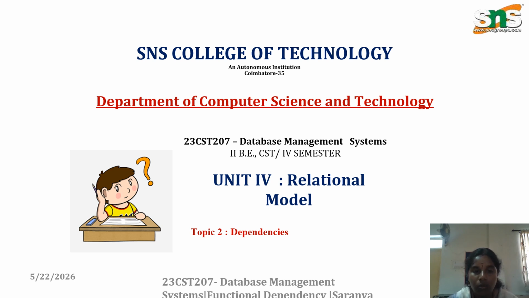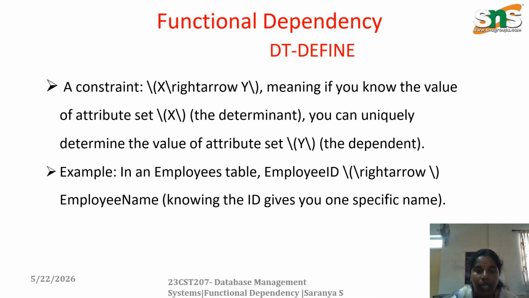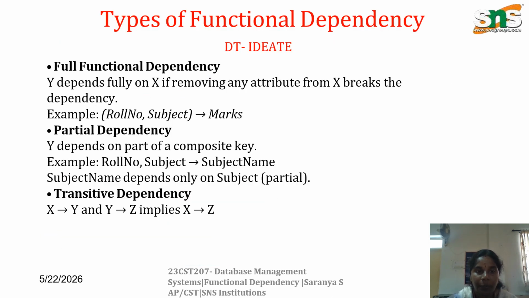Today we are discussing types of functional dependency. First of all, a functional dependency is when one attribute uniquely determines another attribute within a relation. There are several types of functional dependencies. The first one is full functional dependency.